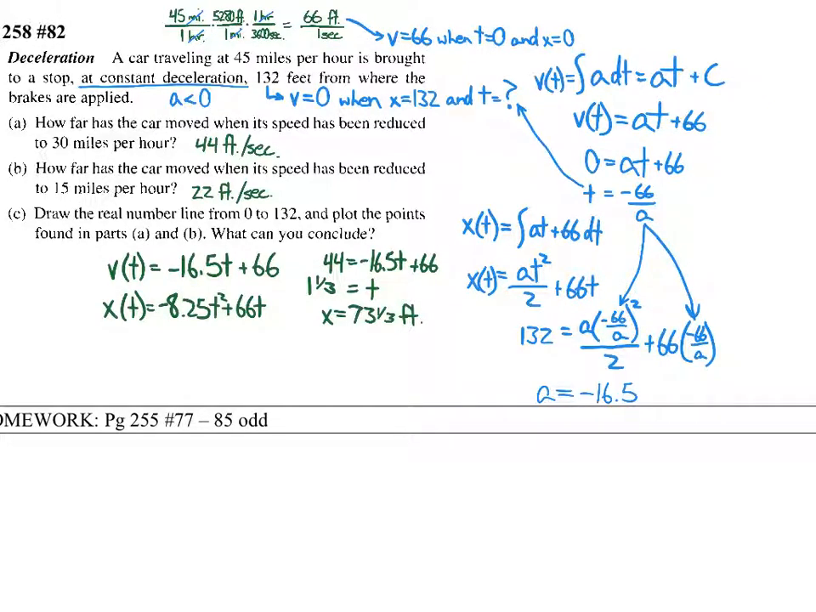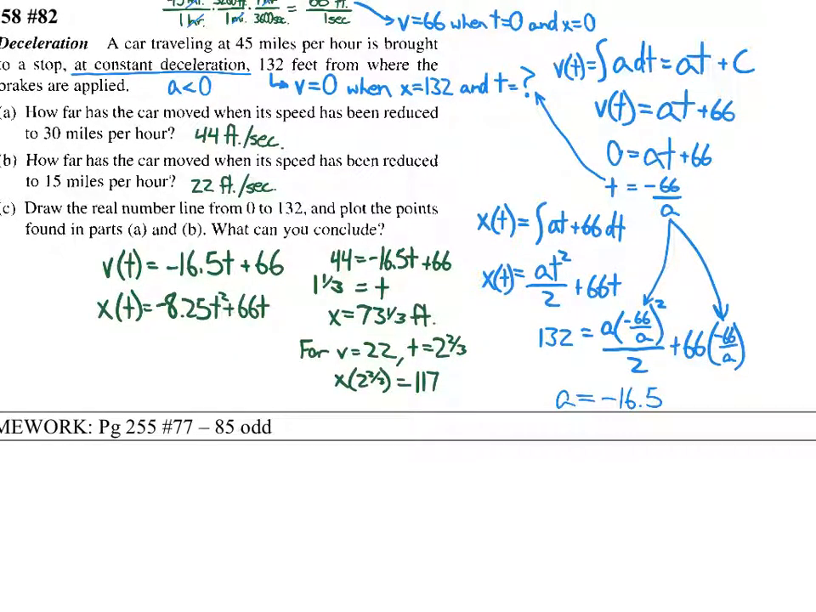Then for part B, it's the same process. You just plug in 22 instead of 44 and you get your time. And it was what time? It's 2.66666, so that means it's 2 2/3. When you plug it into x of 2 2/3, you get 117 1/3. Oh, my pen is dead, that's why.